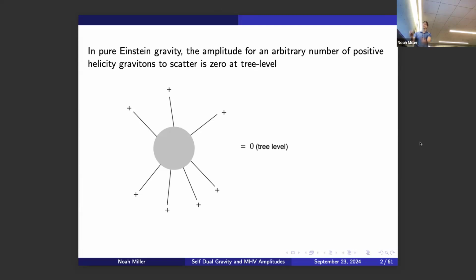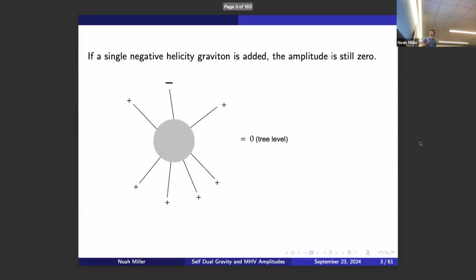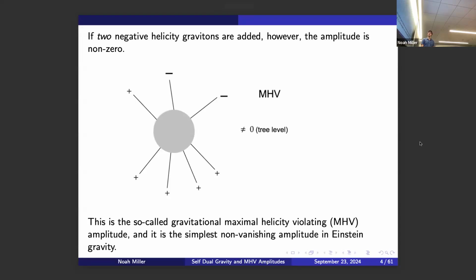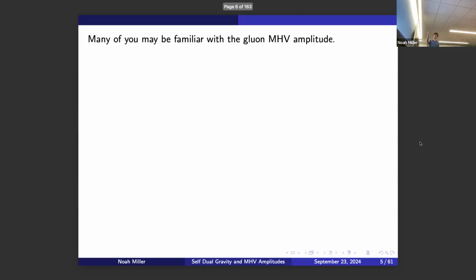So a bunch of plus gravitons has no amplitude at tree level. But if you make a single positive helicity graviton negative, the amplitude is still 0 at tree level. But if you have two negative helicity gravitons and an arbitrary number of positive helicity gravitons, the amplitude is finally not 0. And this is called the MHV amplitude, maximal helicity violating amplitude. And it's the simplest non-vanishing amplitude in pure Einstein gravity, you could say.